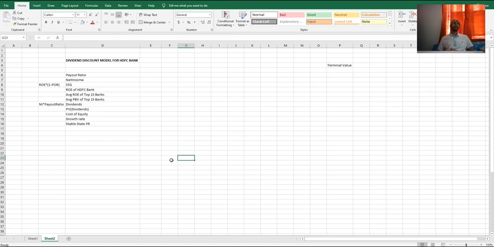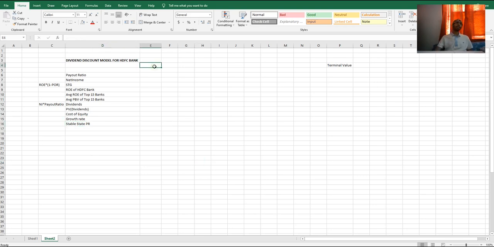So friends, we are starting off with the dividend discount model valuation for HDFC Bank. Here the information that we will be using are payout ratio, net income, short-term growth. For the short-term growth rate, we will require the return on equity of HDFC Bank. Then we will also take out the average return on equity of top 15 banks and average price to book value of top 15 banks. These two will be required for calculation of cost of equity. So here is the cost of equity. Apart from that, we also have the projected dividends here and the present value of dividends here. Cost of equity, growth rate, stable state payout ratio. All this information we will take out one by one and use for projections, right?